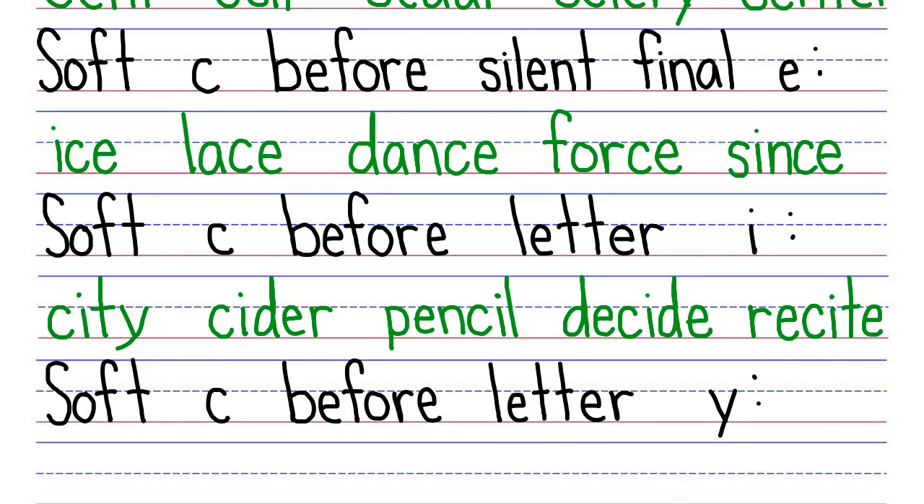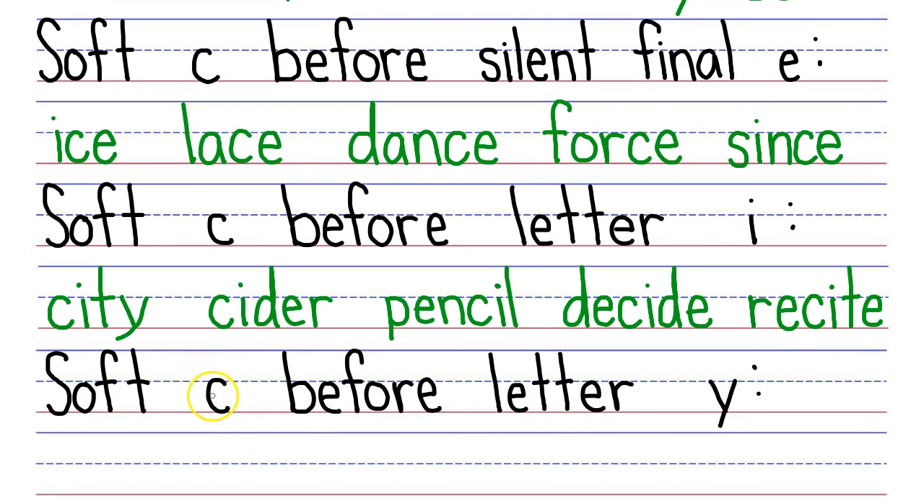Let's write some words where letter C makes a soft C sound, S, before letter Y. First word, lacy. This is a two-syllable word. First syllable, lay, with an L that says L and an A that makes a long A sound, A. Second syllable, cy. We've got the C that makes the soft C sound, S, followed by the Y that makes the long E sound, E. L, A, S, E, lacy.